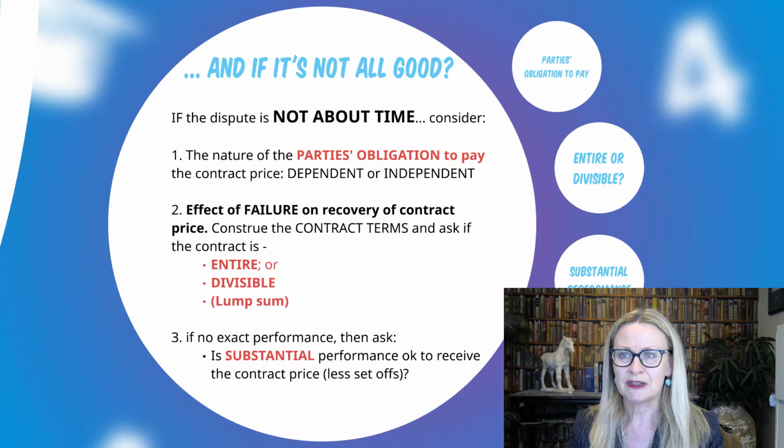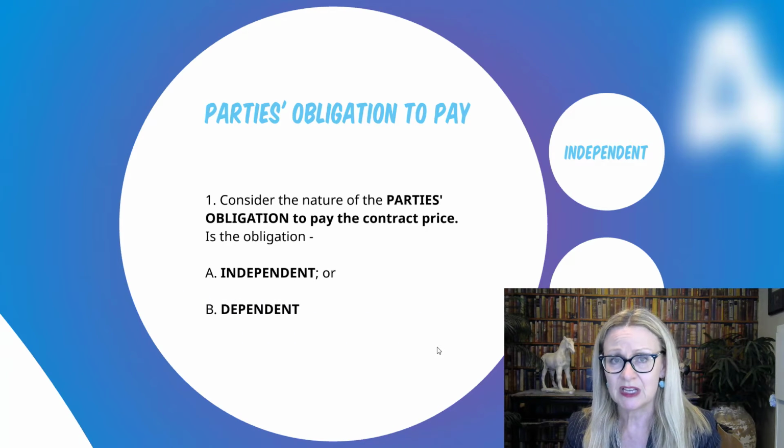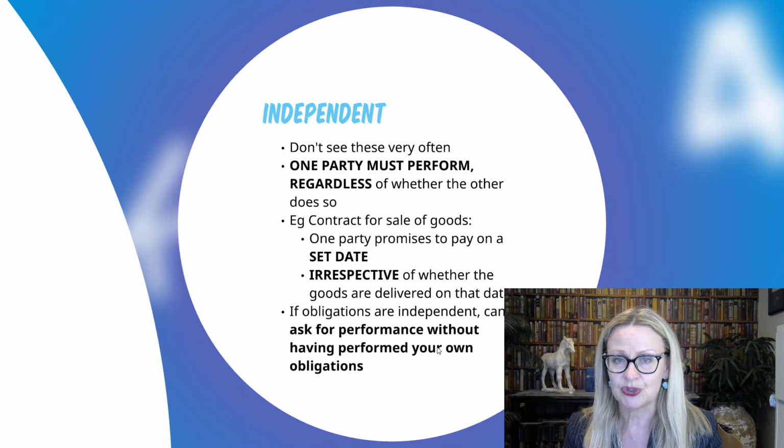Okay, looking first at the nature of the party's obligation to pay. This is just an assessment that you'll make at the beginning of the exercise in trying to work out whether or not your client can get paid despite some kind of defect in performance. You need to look at the contract and determine whether the party's obligation to pay the contract price is independent or dependent. Now, if you're acting for the client whose performance has fallen short and you find that the party's obligations are independent, happy times, because what that means is that one party must perform regardless of whether the other party does so.